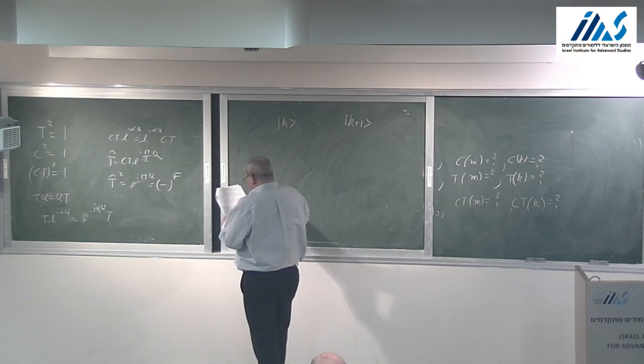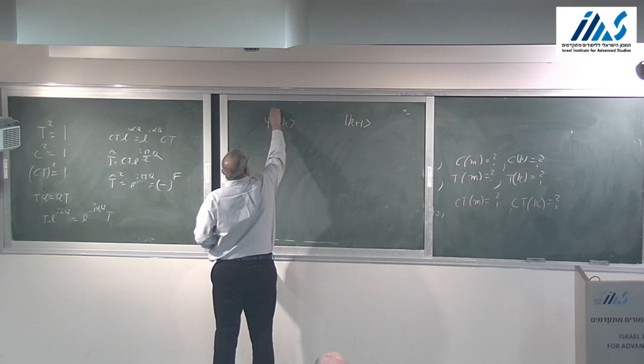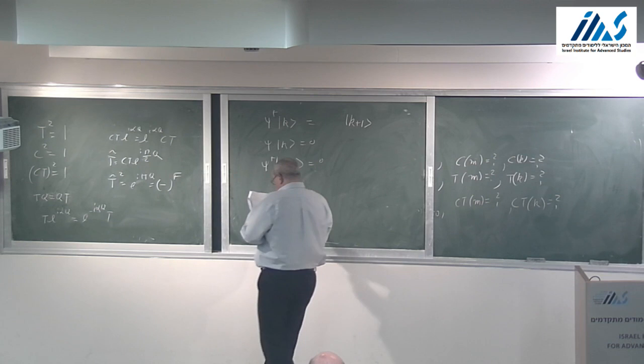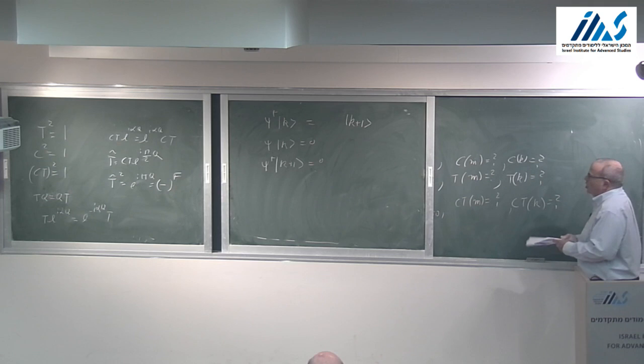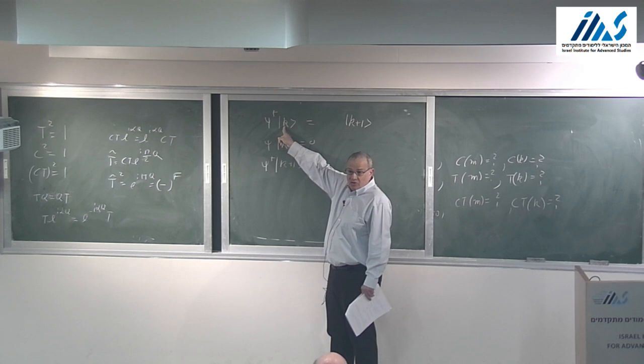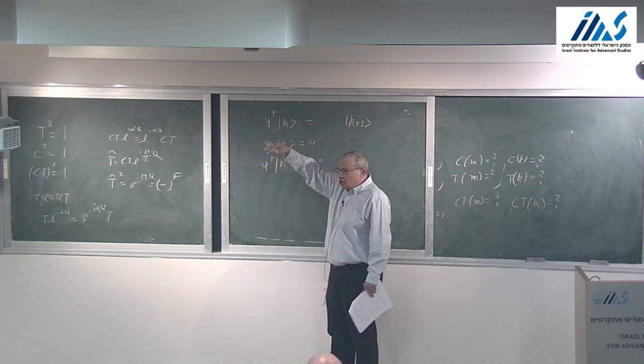And I can think of psi and psi dagger as being creation and annihilation operators. So psi dagger is the creation operator, on this state it gives that. And psi on K is 0. And psi dagger on K plus 1 is 0. And I claim that this level K, so now we can ask, I defined Q before, the electric charge. So I leave it as an exercise for you to check that the electric charge of this state is K. So I define the shift by K of the electric charge operator such that this will really be the charge of this state.